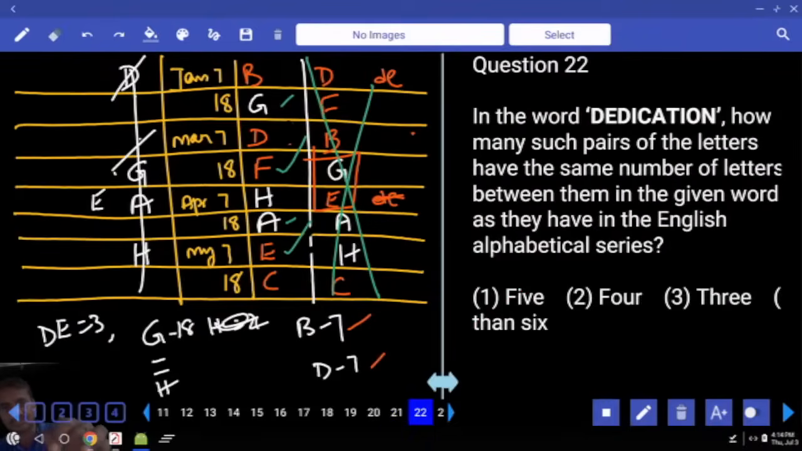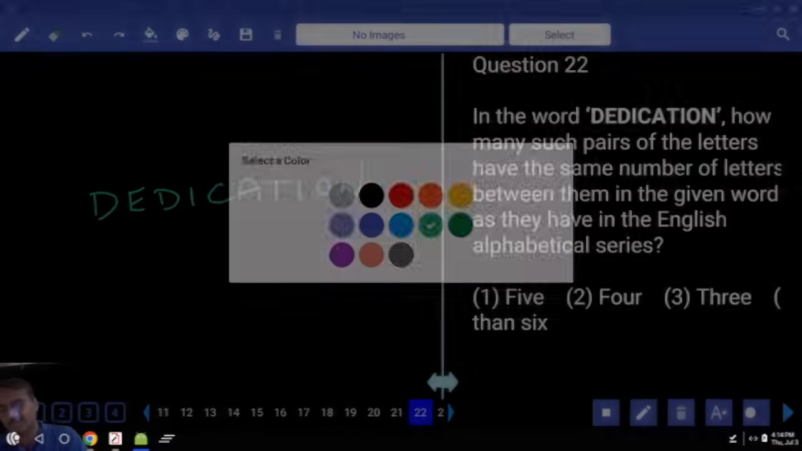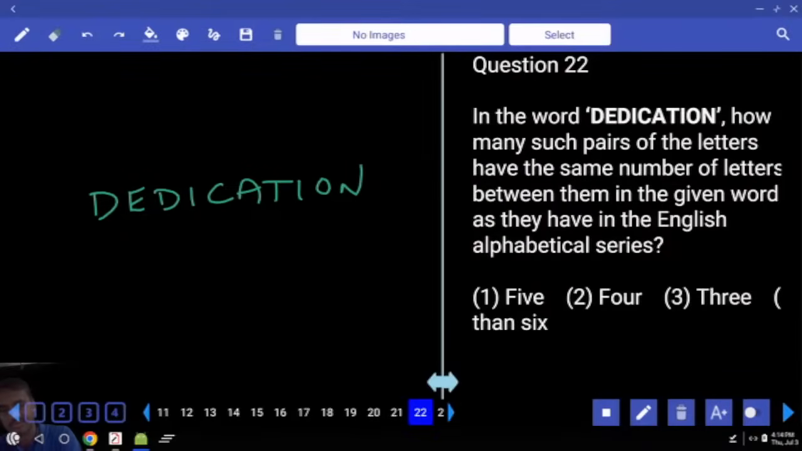Now in this question number 22, dedication. Now in the word dedication, how many such pairs of letters have the same number of letters between them as in the English alphabetical order? Now tell me how many we have. Now D and E there is a pair. D, E, F, G, H, I, J, K, L, M. And D, E, F, G, H, I. D and I there is a pair. J, K, L, M, N, O. C, D, E, F, G, H. A, B, C, D. T, U, V, and that's it.